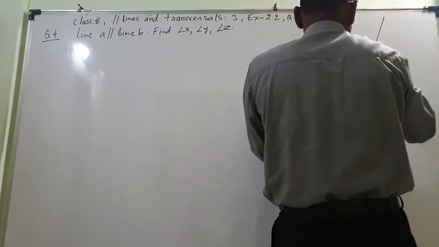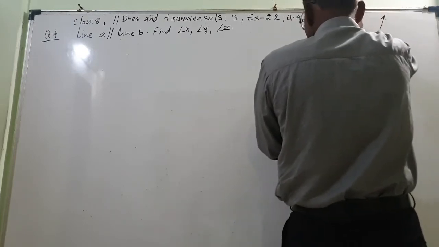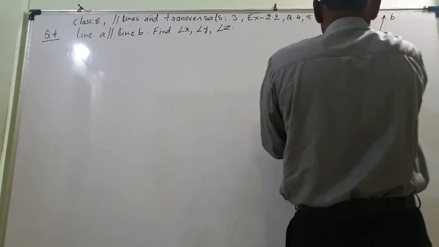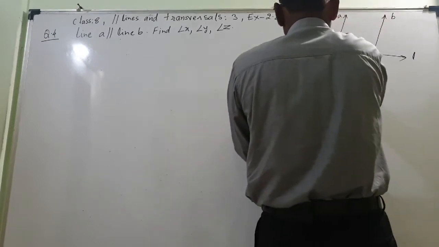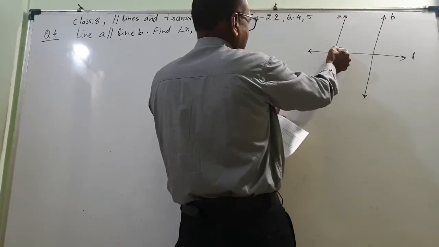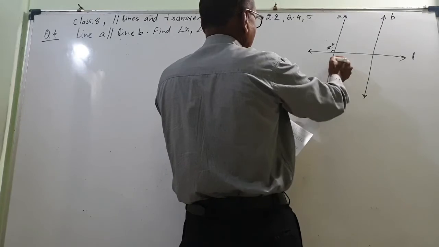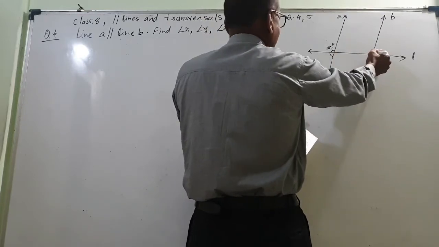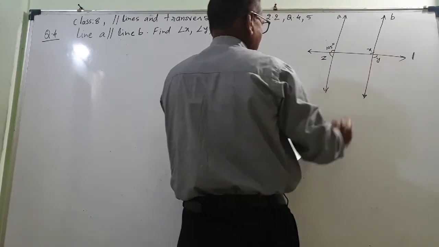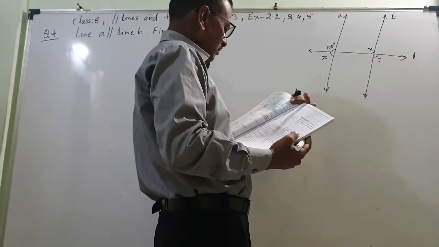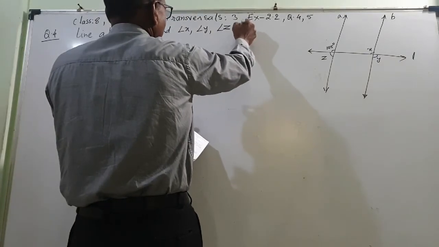Line A parallel line B. This is line A, this is line B, and this line L is their transversal. This angle is given as 105 degrees. So we have to find this X, this Y, and this Z. These angles we have to find, X, Y, Z, from the information in the figure.